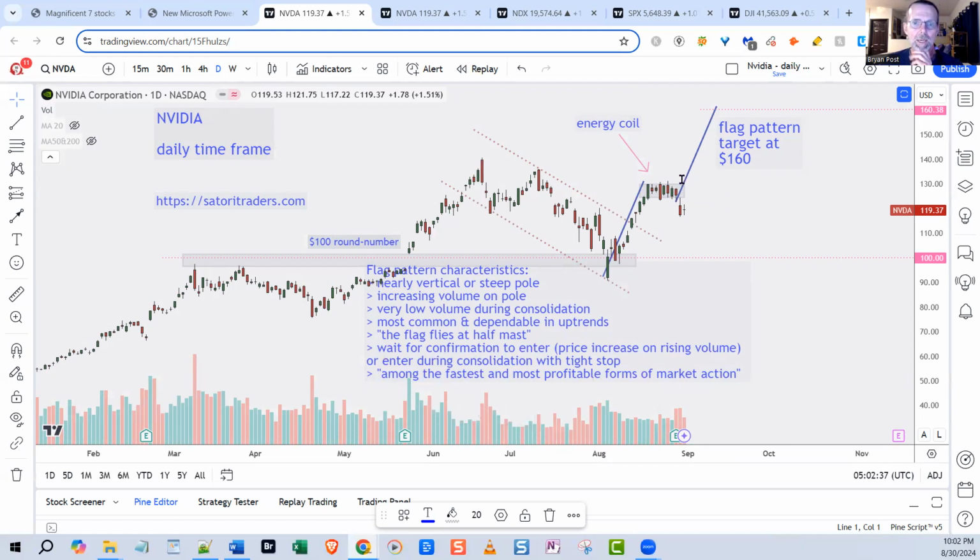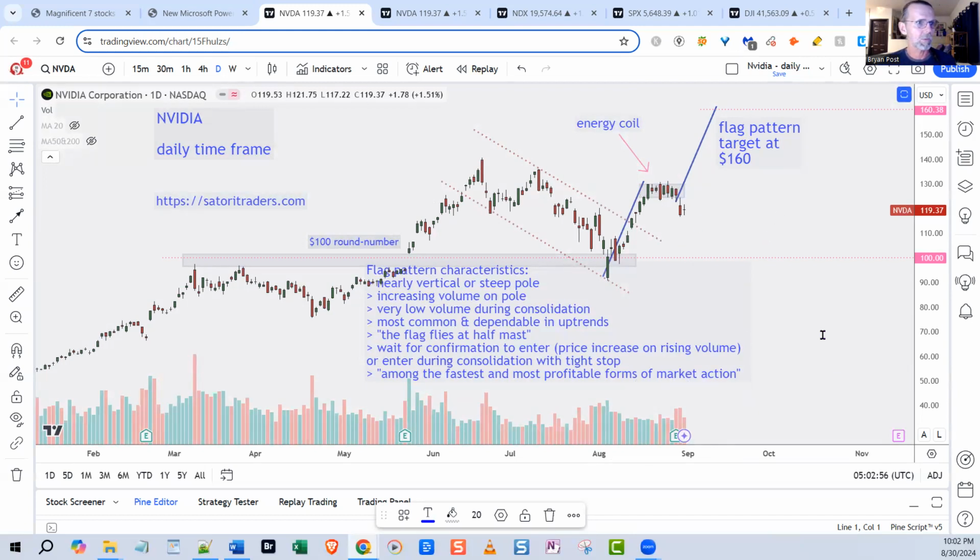We could have done wait for price to rise out of the pennant area, the flag, on rising volume before entering the trade, or enter somewhere in here with a tight stop. And so two options on how to trade this pattern.